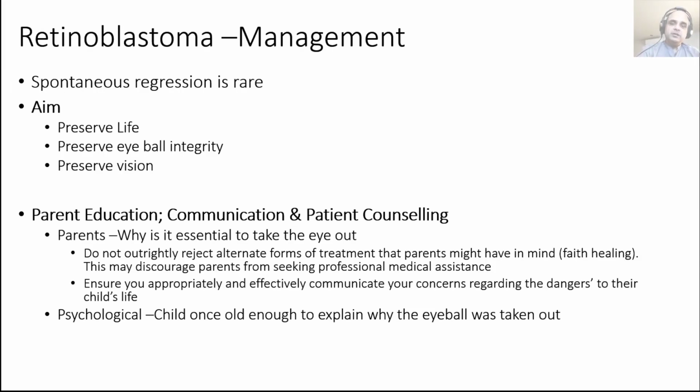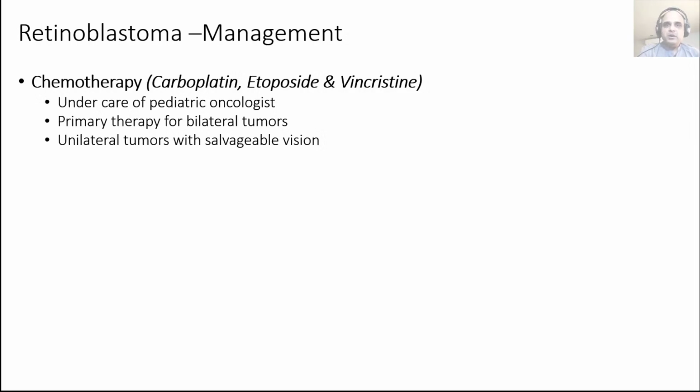Once the child is old enough, he would need to be counseled as to what happened to him, why it happened to him, so that the stigma or the trauma that he might face is tempered or dealt with appropriately. So what are the management options that we have?